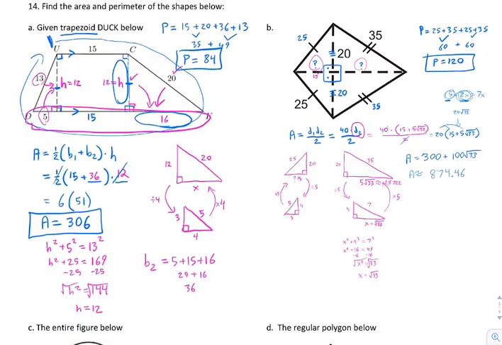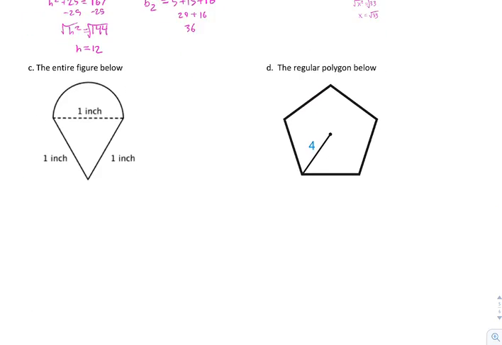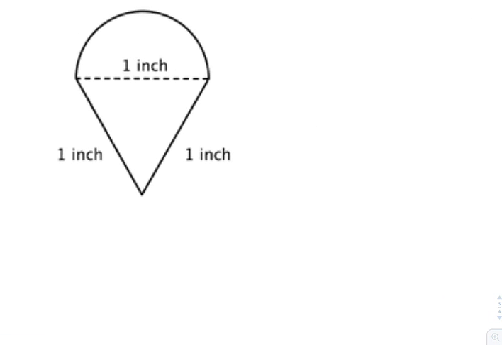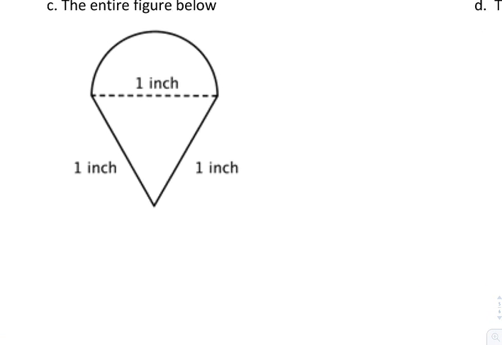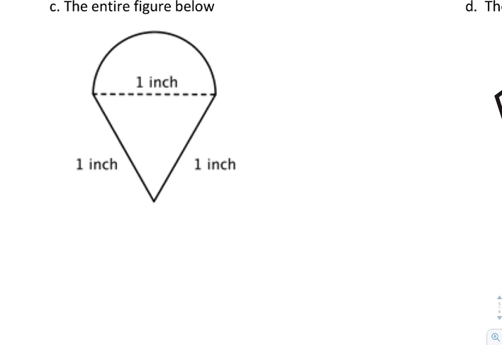Down here, let's look at the next one. First, let's find the area and perimeter of this. Well, the perimeter is going to be the easiest. If the diameter of this circle is 1, then the radius is 0.5, or 1/2. I like fractions, so let's go with 1/2. I know that the total circumference would be 2 pi r, right? That's the total circumference, so 2 times 1/2 is pi.